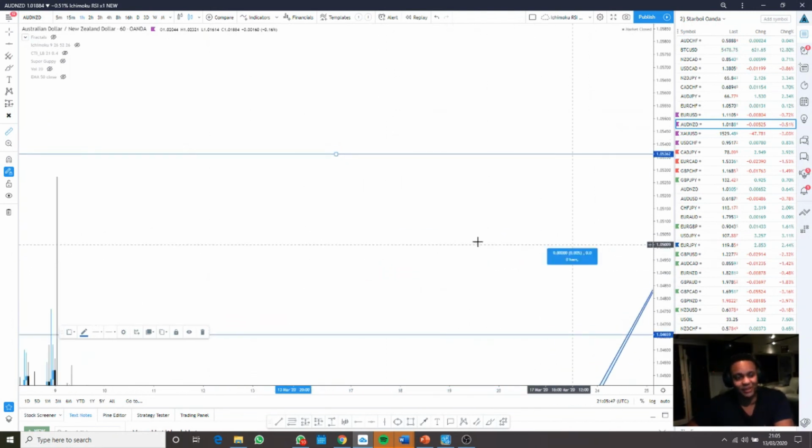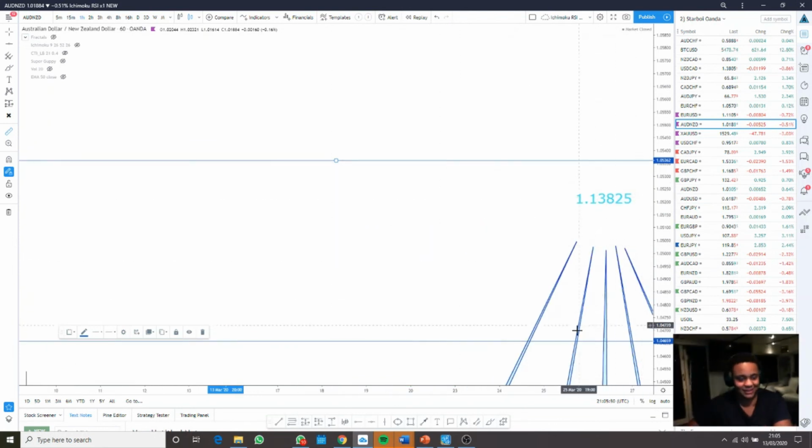So, although I did show you that way of calculating it, it's always good to know the long way. But the short way is you don't really need to know that. Click the measurement tool, measure from point A to point B, and that's going to give you your value in pips, and that's all you need to know.